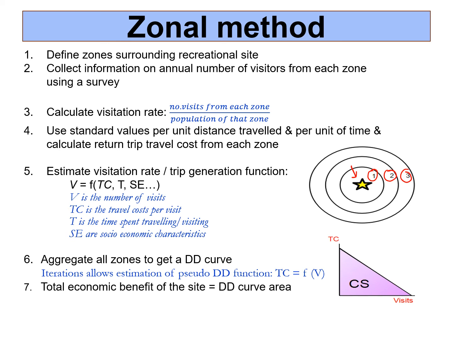If you look here, this is your demand curve. This is the total cost or travel cost. This is the number of visits. Okay, so this is actually representing each zone. If you look at zone 1, you have so many visits because the travel cost is actually very cheap, right? It is here. That's why you have many visits. If you look at zone 3, because it is far away, the travel cost is expensive and the number of visits is also lesser compared to zone 1.